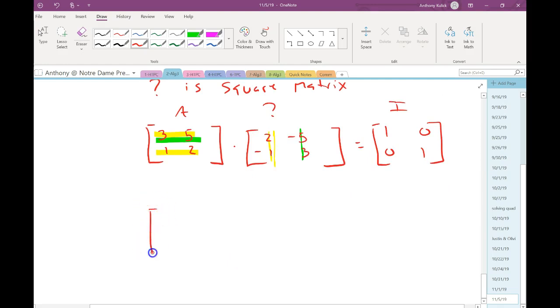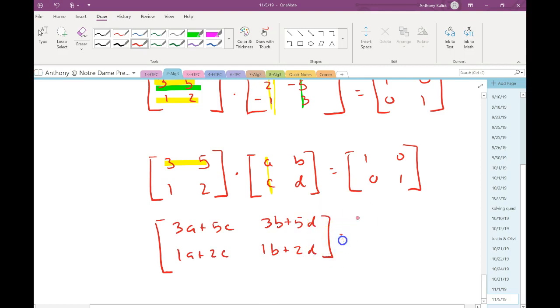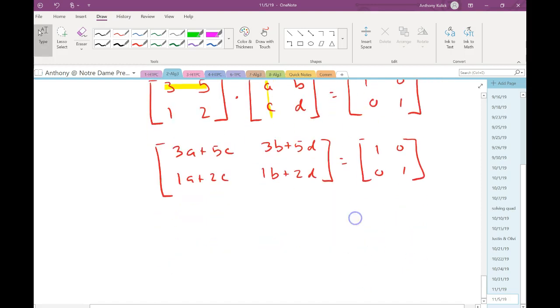So let's say that we hadn't known what this inverse was going to look like. I'm just going to put in generic values here. If I want to figure out what those values for A, B, C, and D were, well, I can do my matrix multiplication here. So I'd get 3A plus 5C, and then similarly 3B plus 5D, and then 1A plus 2C, and then 1B plus 2D. And that would have to equal there. So what this is going to turn into is some systems of equations.